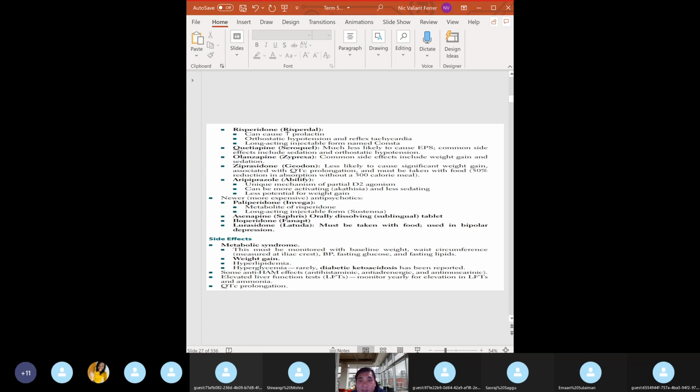Another high yield, aripiprazole. This is the only atypical second generation antipsychotic that has a unique mechanism. Why? It has a partial D2 agonist. In the vignette, when they say partial D2 agonist, think about Abilify, think about aripiprazole. Also, we have newer drugs like your paliperidone and Invega, which I've seen in the wards during my clinical, and lurasidone, Latuda. Must be taken with food, used in bipolar depression. So you can give lurasidone in bipolar depression.